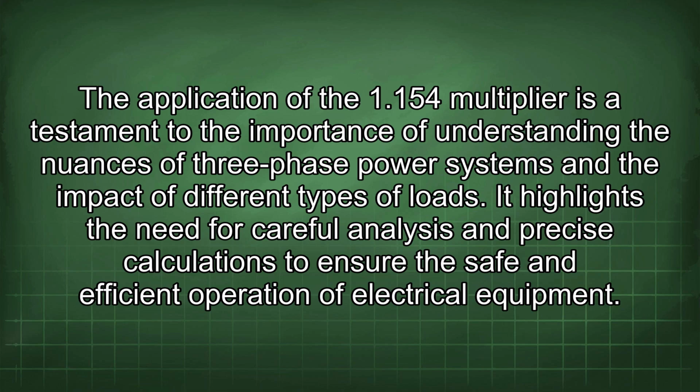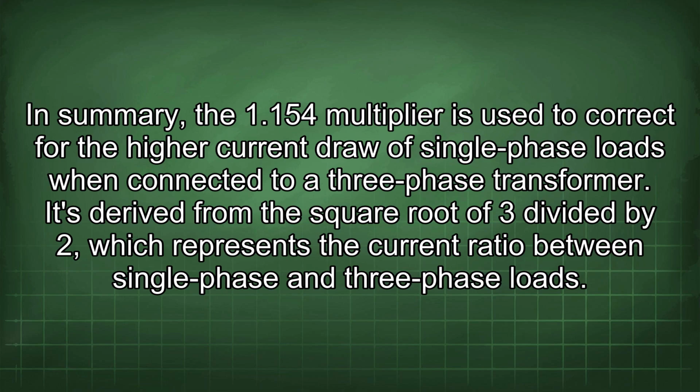The application of the 1.154 multiplier is a testament to the importance of understanding the nuances of three-phase power systems and the impact of different types of loads. It highlights the need for careful analysis and precise calculations to ensure the safe and efficient operation of electrical equipment. In summary, the 1.154 multiplier is used to correct for the higher current draw of single-phase loads when connected to a three-phase transformer. It's derived from the square root of 3 divided by 2, which represents the current ratio between single-phase and three-phase loads.